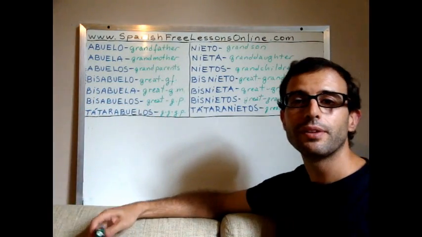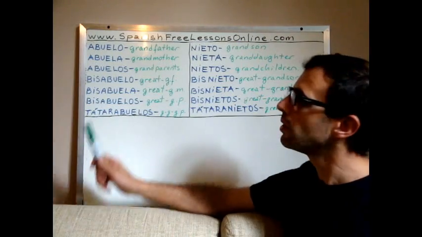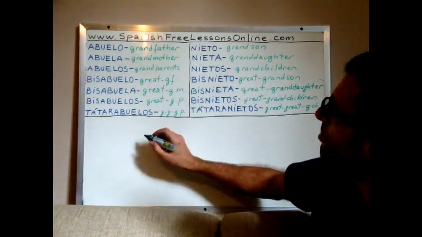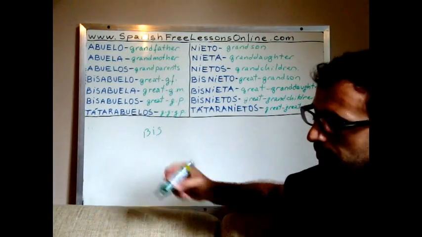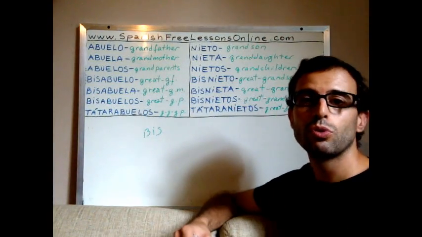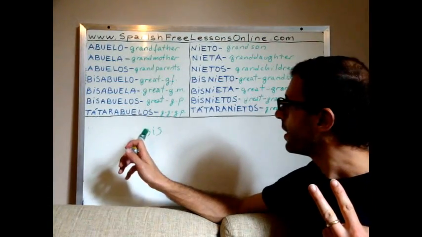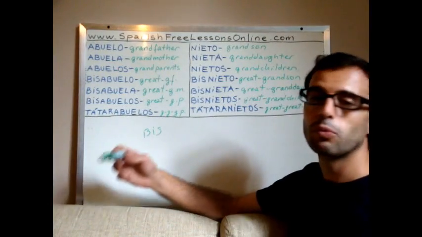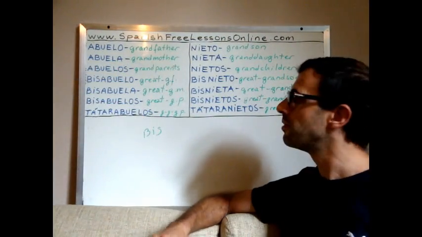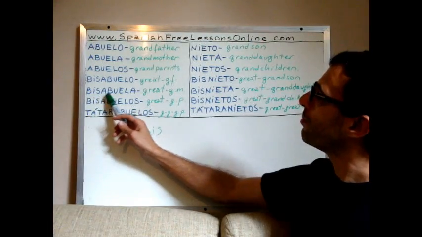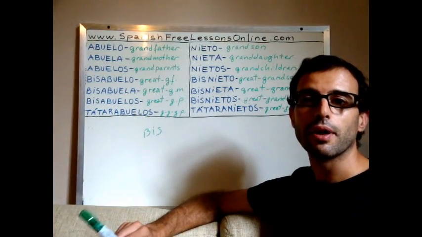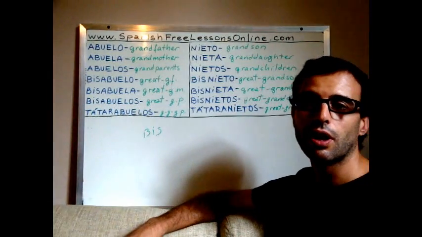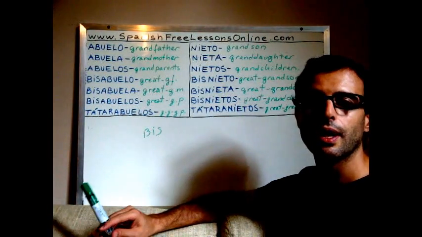Bisabuelo means great grandfather. Bisabuelo. Okay? It has the prefix bis, right? Bis means twice. And this would be its twice grandfather, right? One generation above the grandfather. Bisabuela is great grandmother. And bisabuelos are the great grandparents. Bisabuelos.